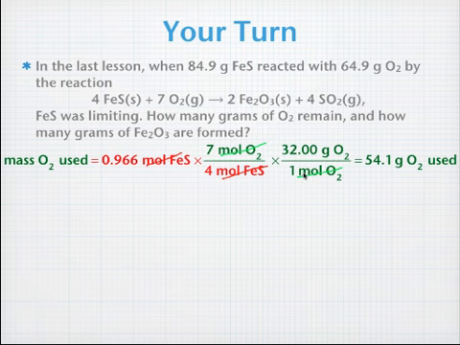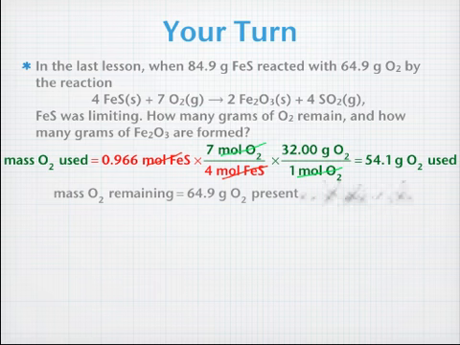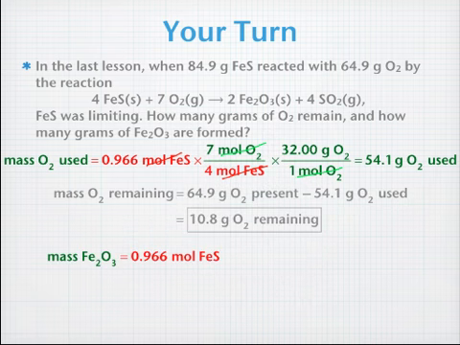But as before, this isn't the end of the problem. Now we're going to take the starting amount of oxygen, subtract off the 54.1 grams of oxygen that was used, and we're going to end up with 10.8 grams of oxygen remaining.